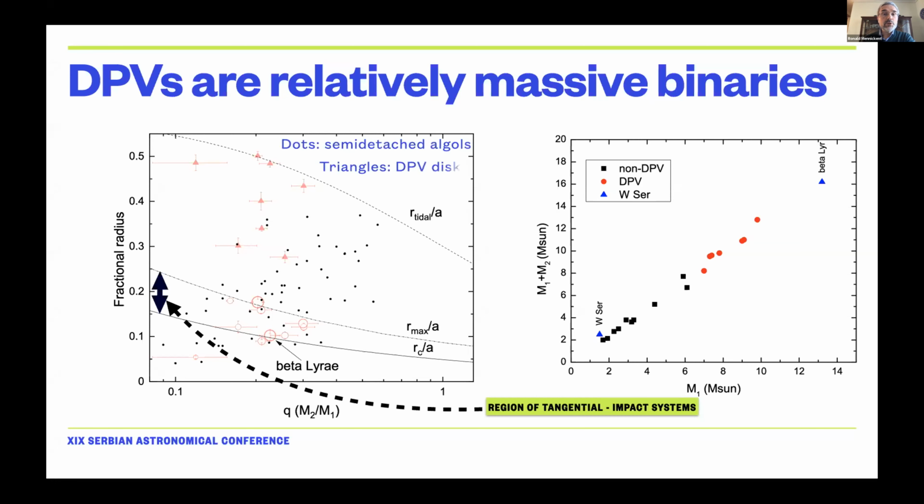In this diagram, we show with dots the normal semi-detached Algols, not showing the DPV phenomenon, not showing the long cycle. With triangles, the disks of the double periodic variable systems, and with circles, the gainers of the double periodic variables. So in principle, apparently, the double periodic variables are tangential impact systems, and they could eventually be rotating at critical velocities.